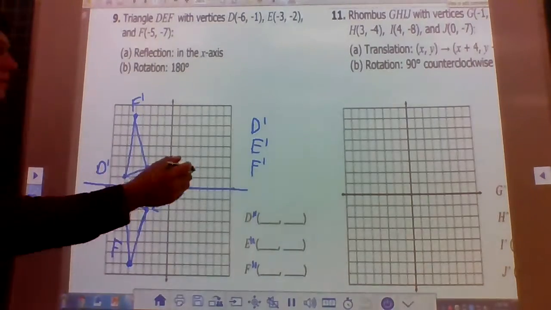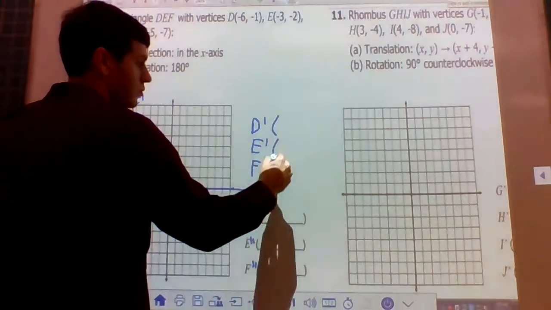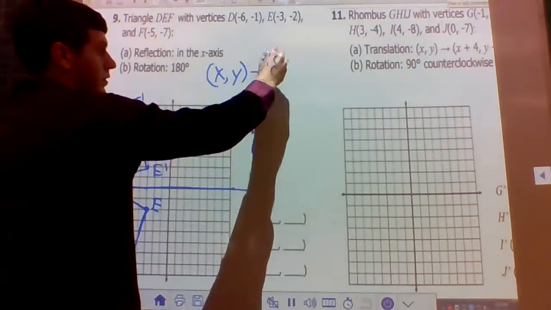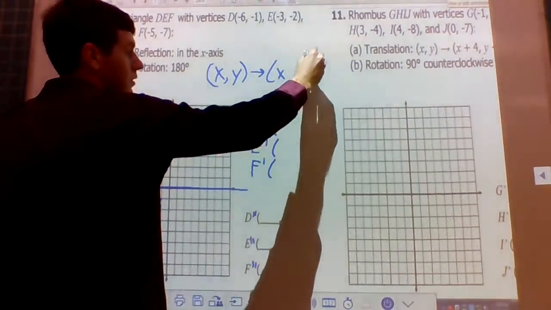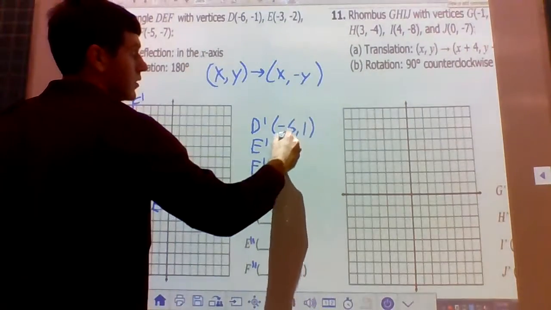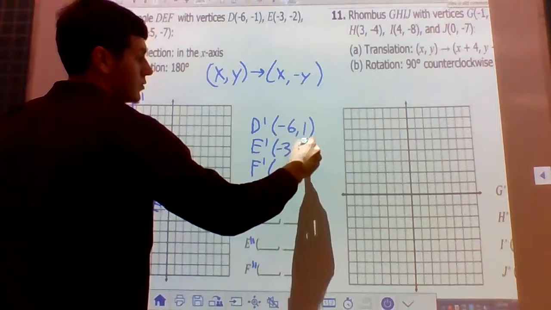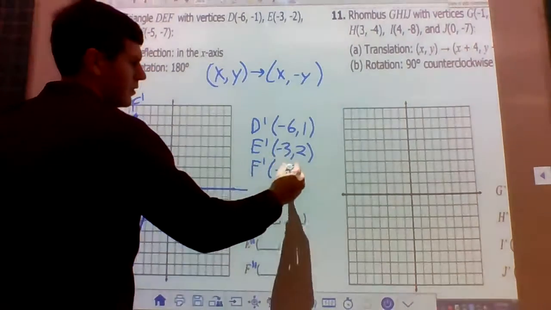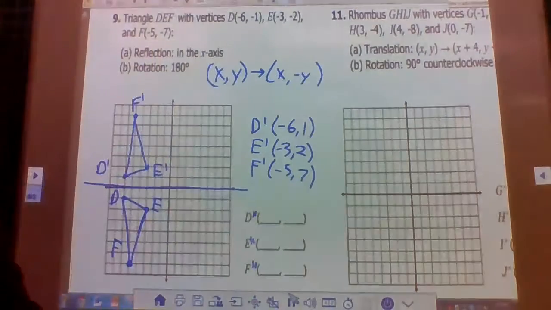Okay, to fill in our points though, again, we can just use the rule. So the rule for reflecting over the x-axis was x, y goes to x, negative y. So here we're just going to switch the signs of the y-values. So negative 6, 1, negative 3, 2, and negative 5, 7.